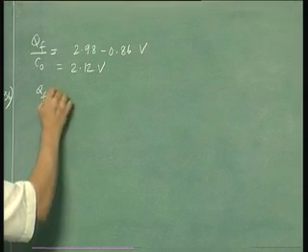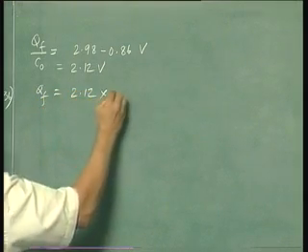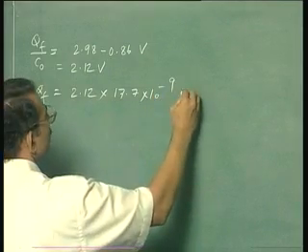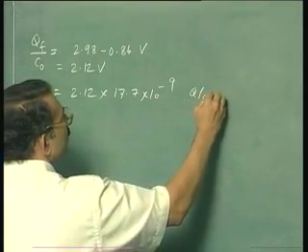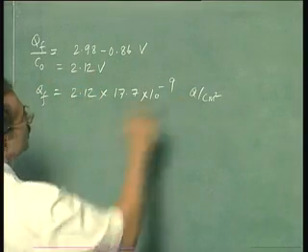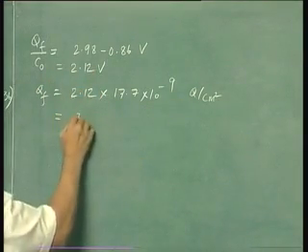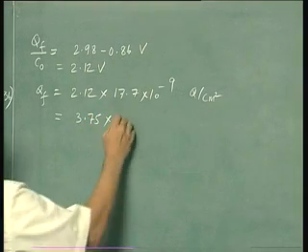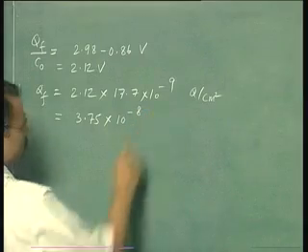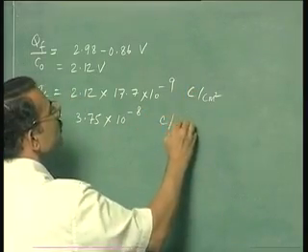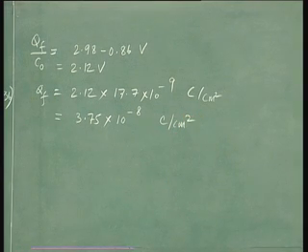So Qf is equal to 2.12 into 17.7 into 10 power minus 9 coulomb per centimeter square, because volts into farad per centimeter square is coulomb per centimeter square. Now this is equal to 3.75 into 10 power minus 8 coulomb per centimeter square. So this is the order of the fixed charge.